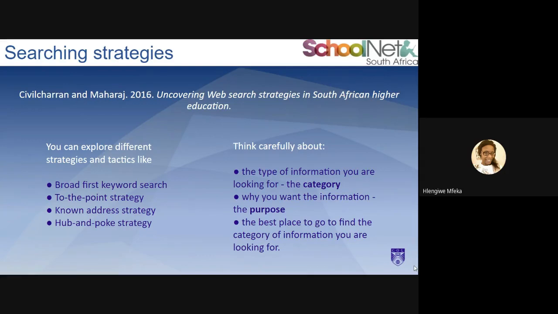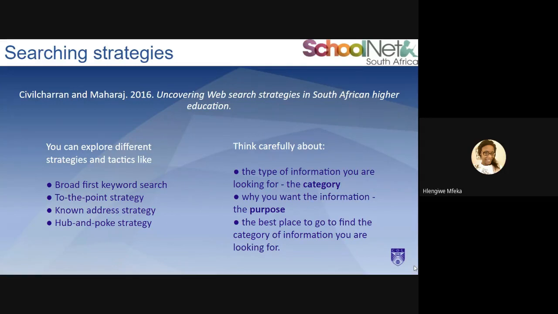For example, if you know the address of that particular information or resources you're looking for, then you can simply type in the address. And then you can use a hub and spoke strategy, which is really great, especially if you know the address as well. But again, I'm thinking of websites like Wikipedia. You can use your hub and spoke strategy to search for information.